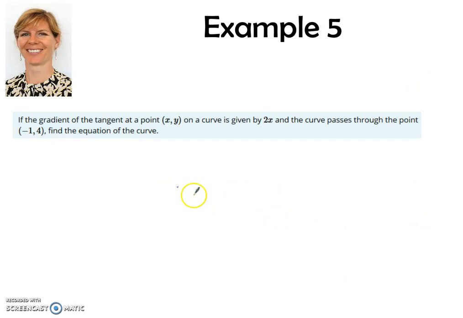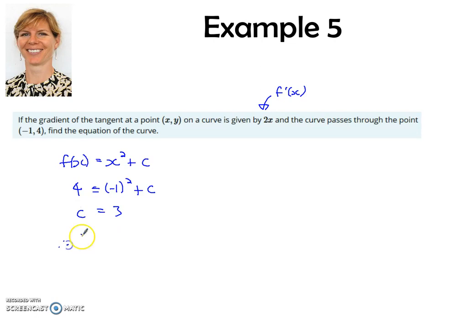With this example, the gradient is given by 2x, and that's your derivative, your f prime x. The curve passes through the point given, and we need to find the equation of the curve. So we want to integrate that. We know that's going to be x squared, plus c. Then we can substitute this in: 4 equals minus 1 squared plus c. Therefore c equals 3, so f of x equals x squared plus 3. Not difficult, but you need to understand that when it says the gradient of the tangent is given by this, it's saying that that is your derivative function.